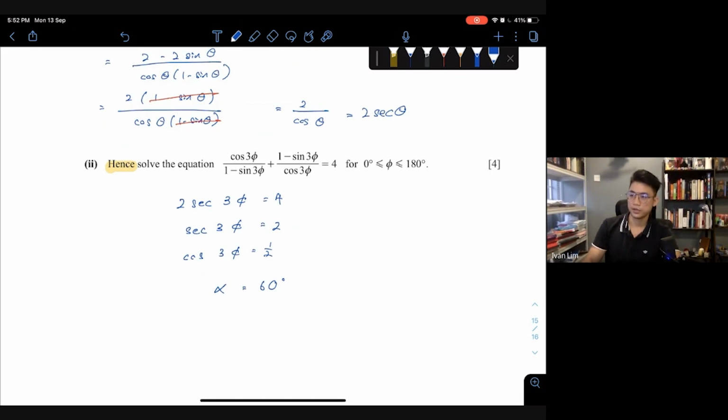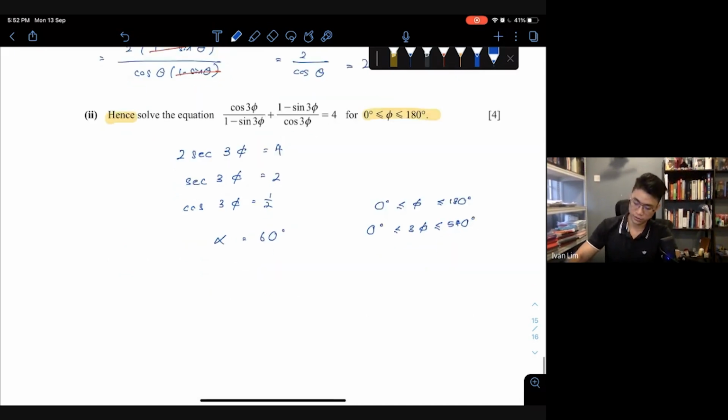We shift cos. But what we need to take note of here is the range that is given to us, 0 to 180 degrees for phi, but what we want to solve is 3 phi. So we have to multiply it by 3. 0 times 3 is 0, and 180 times 3 is 540 degrees. You see, 540 degrees is also not 3 full rounds. It's actually 2.5 rounds. So if we were to draw our ASTC graph out, how would it look like?